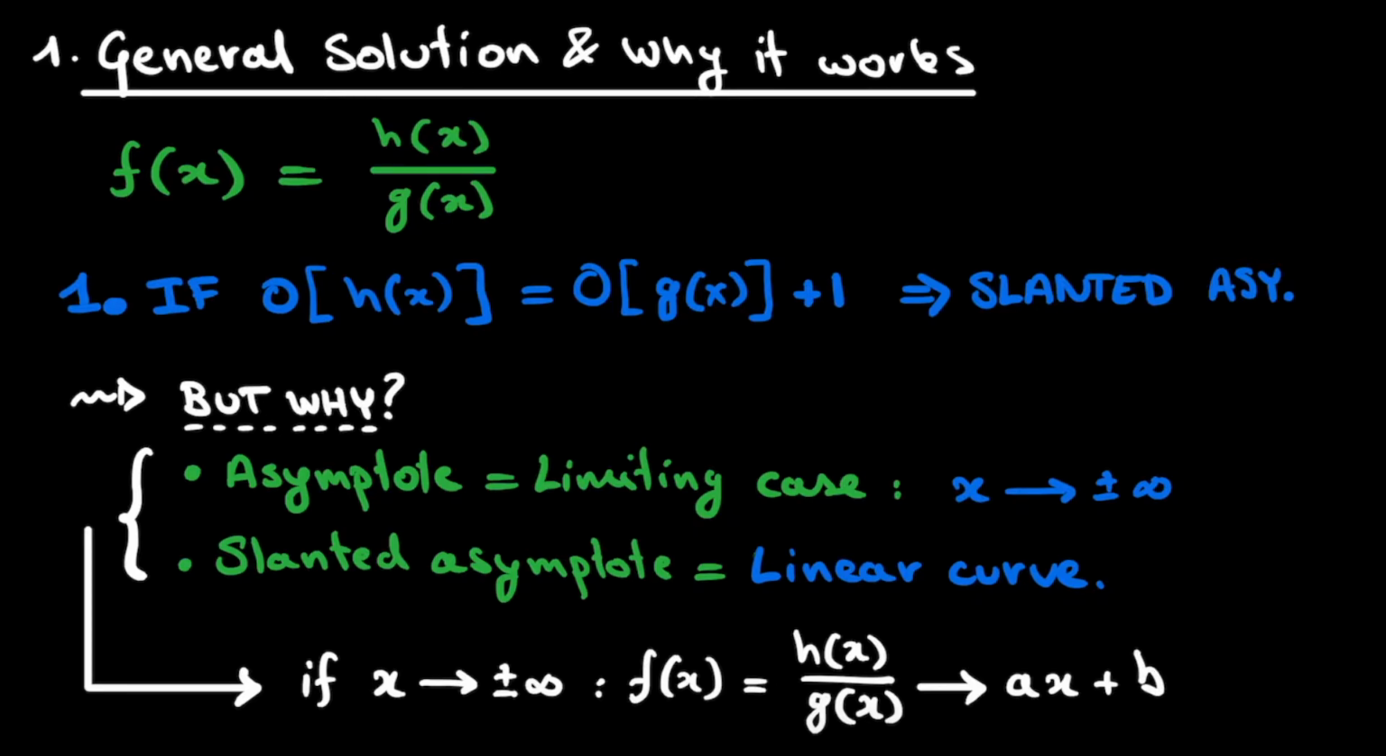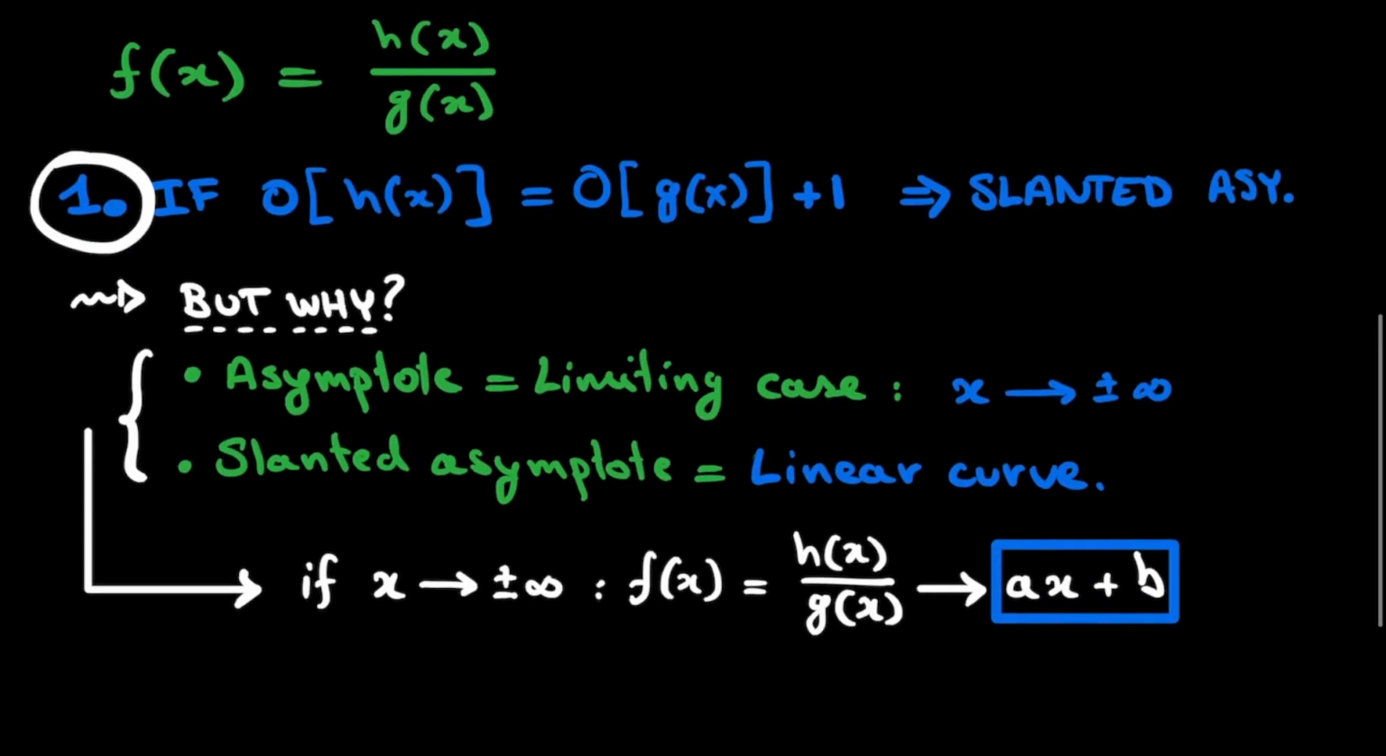And we know from our knowledge of limits that this will only be the case if the order of the function in the numerator, h of x, will be 1 larger than the order of the function in the denominator. Only in that case is it possible that this function reduces to a linear function. And this is why our rule to determine whether a function has a slanted asymptote actually works.